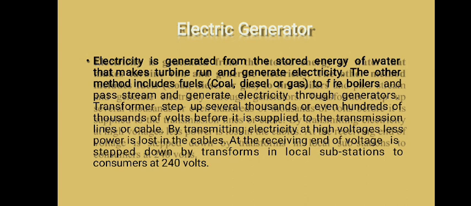Electric generator. Electricity is generated from the stored energy of water that makes a turbine run and generate electricity. Other methods include using fuels such as coal, diesel, or gas to fire boilers and pass steam through generators to generate electricity. Transformers step up several thousands or even hundreds of thousands of volts before it is supplied to the transmission lines or cable. By transmitting electricity at high voltage, less power is lost in the cables. At the receiving end, voltage is stepped down by transformers in local substations to consumers at 240 volts.